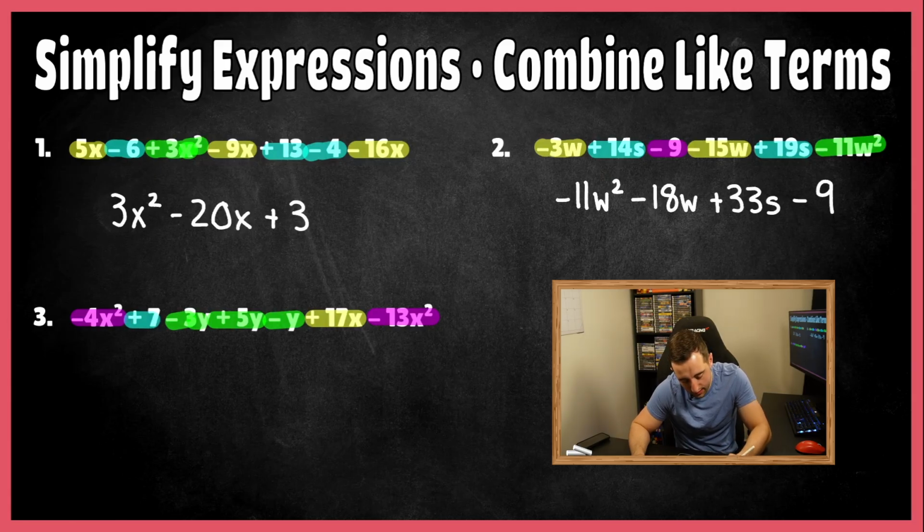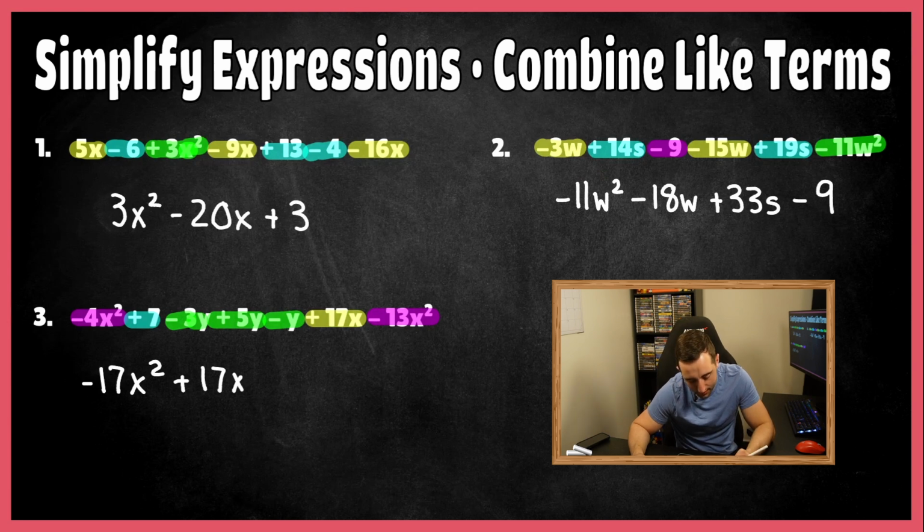And now we can go ahead and combine our like terms together. So let's start with the x squareds. We have negative 4 minus 13, which is going to give us negative 17x squared. Then let's bring down our plus 17x because that's all by itself.